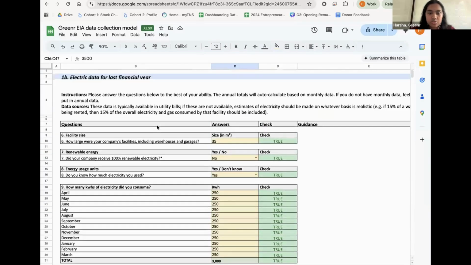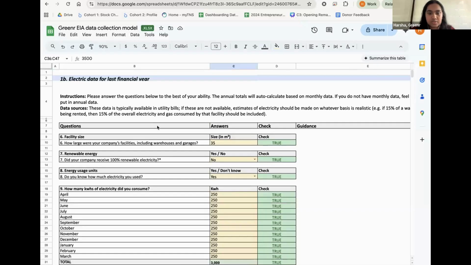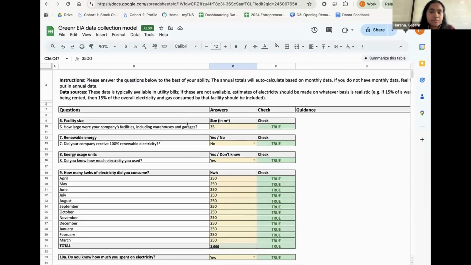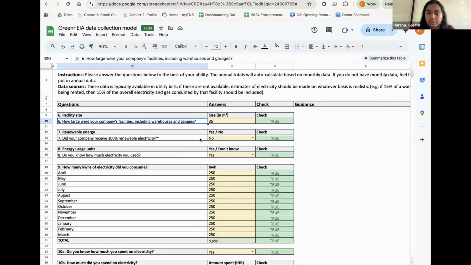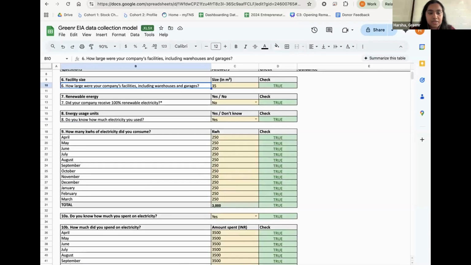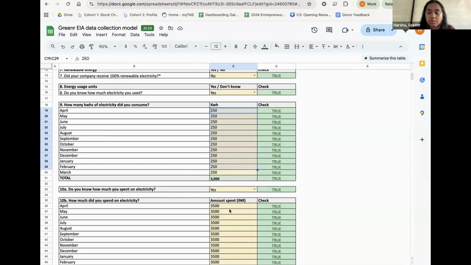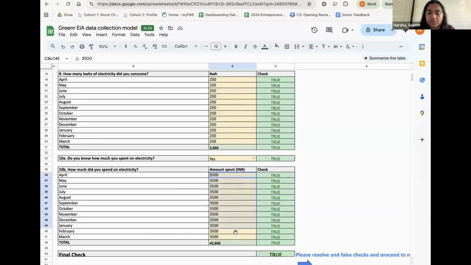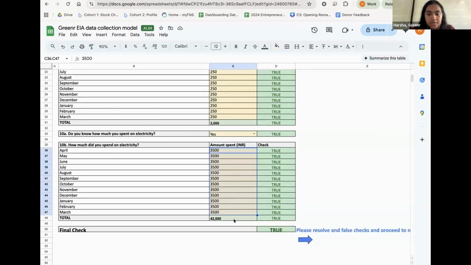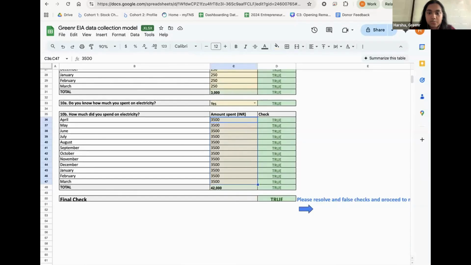Then moving on to scope 2 emissions. Scope 2 emissions basically is electricity. Here we're capturing some basic information about how large the facilities were and whether they're using renewable energy or not. And in a similar format, we're capturing the consumption data in kilowatt hours for all 12 months. If they don't have that, we ask for expense data, which is coming from their electricity bills. This is also pretty straightforward.